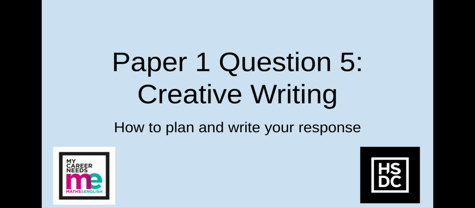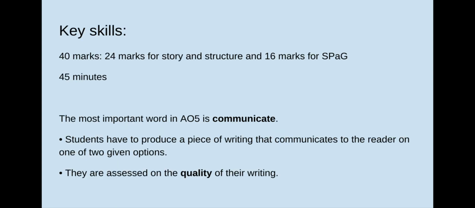In this video, we'll explore Paper 1 Question 5, the creative writing question, and how to plan and write your response. This question is worth 40 marks. It's half of the paper and a quarter of GCSE overall. It's a big question; you've got to get it right. It's 24 marks for story and structure and 16 marks for your spelling, punctuation, and grammar. You have 45 minutes for this question overall.